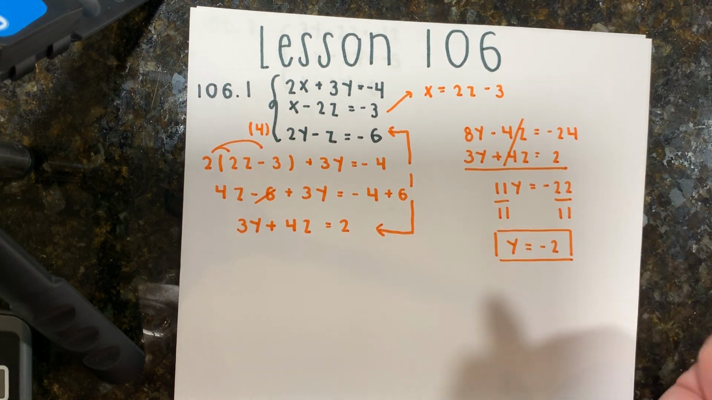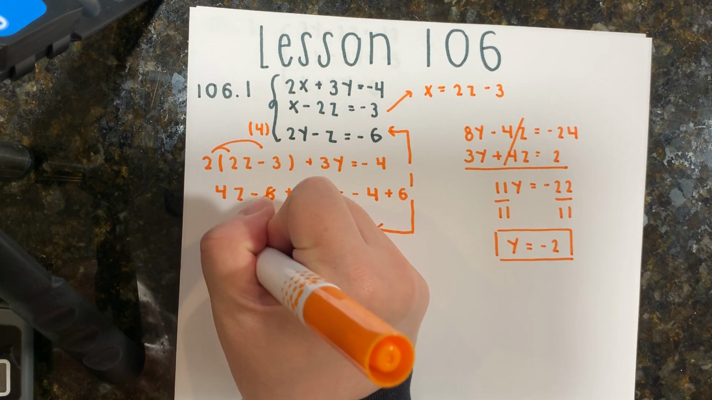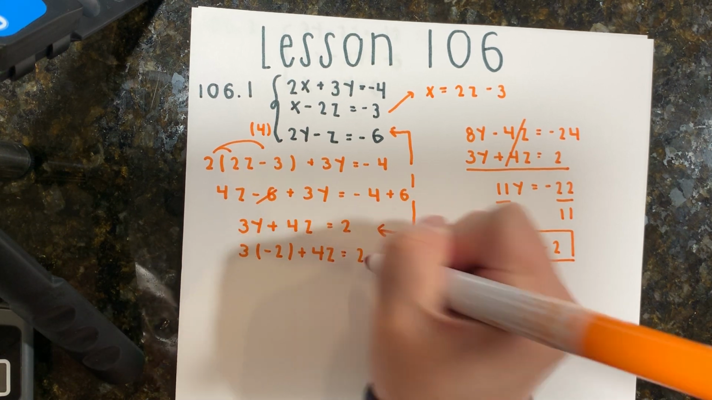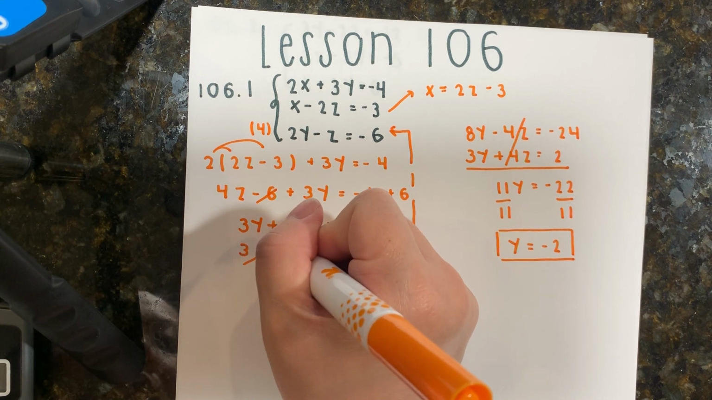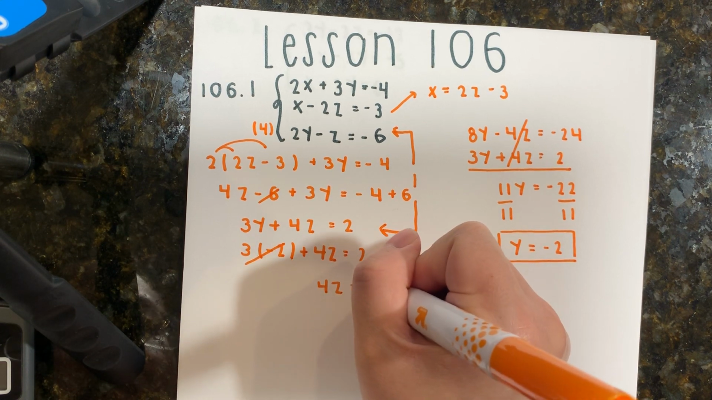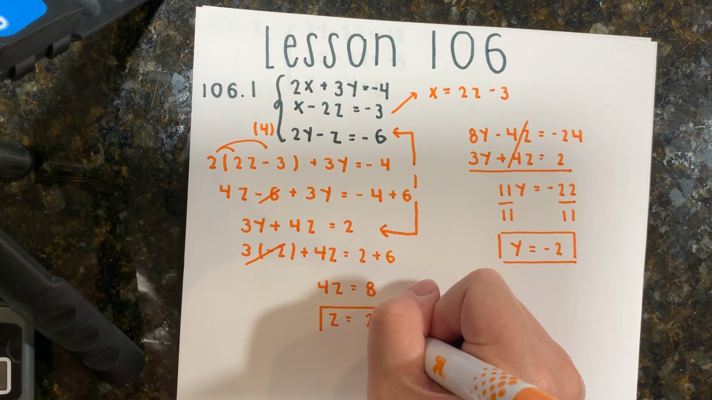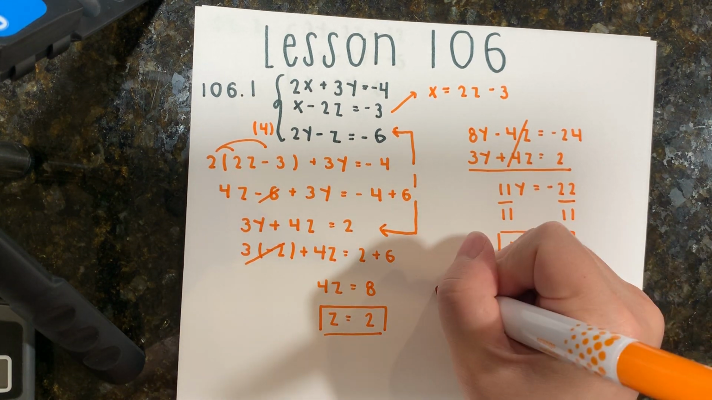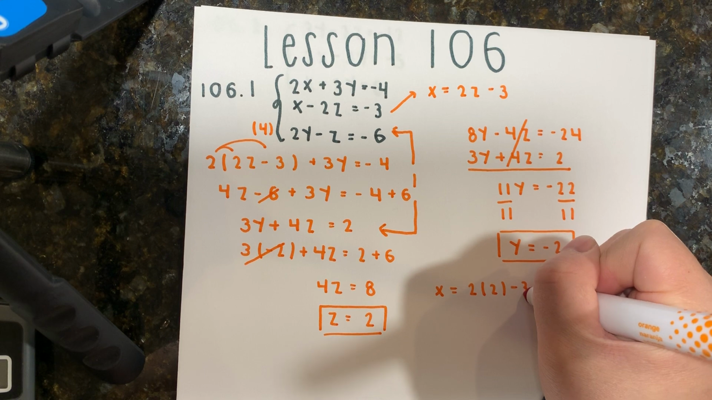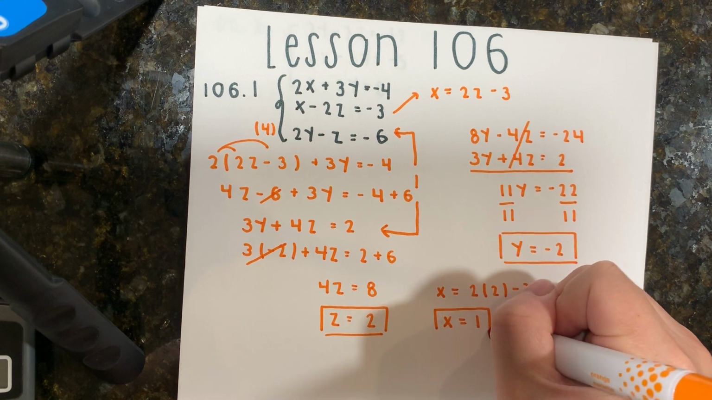Now that I've done that, I'm going to plug y into this equation and solve for z. So that would be 3 times negative 2 plus 4z equals 2. 3 times negative 2 is negative 6, so I'm going to add 6 to either side. So I get 4z is equal to 8, and therefore z is equal to 2. Lastly, you can solve for x by plugging into that equation, which would be x is equal to 2 times 2 minus 3. 2 times 2 is 4, so x would be equal to 1.